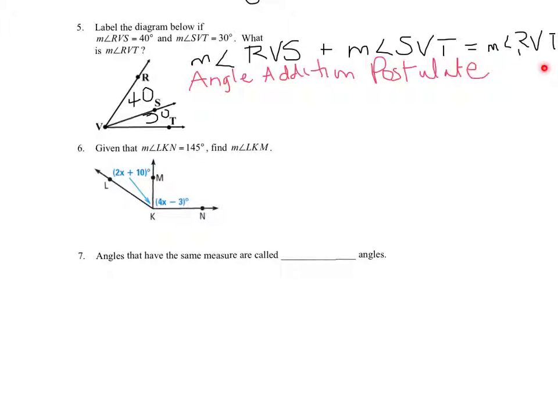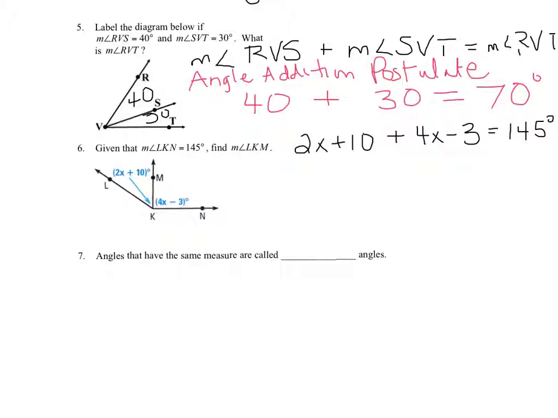So let's actually substitute in what we know. We know that RVS is 40. I'm going to put 40 here because that's what RVS is. And then we're adding. We know SVT is 30. So that means that 40 plus 30 gives us our angle RVT, which is 70 degrees.